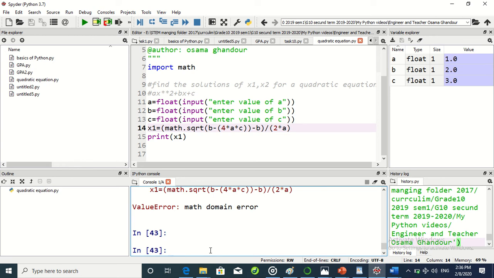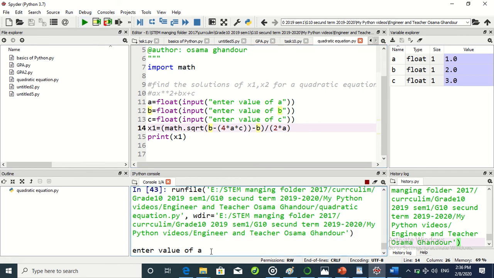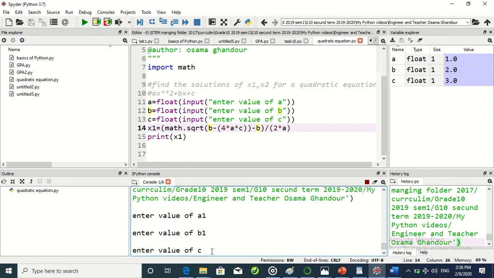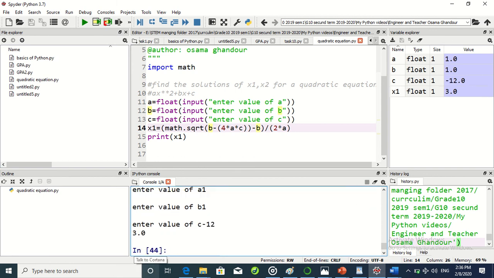Import math, B squared minus 4AC, and this minus B. I think here we don't have this one. No, this one is important here. Why a domain error? I cannot do an error. Okay, let's start. One, one, minus 12. Yeah, this is the first solution, three.